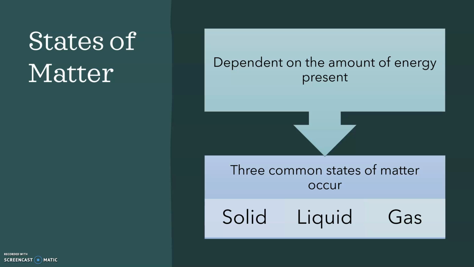The amount of energy in atoms and molecules determines the state of matter. Three common states of matter occur: solid, liquid, and gas. The state of matter changes based on how much kinetic energy is present.